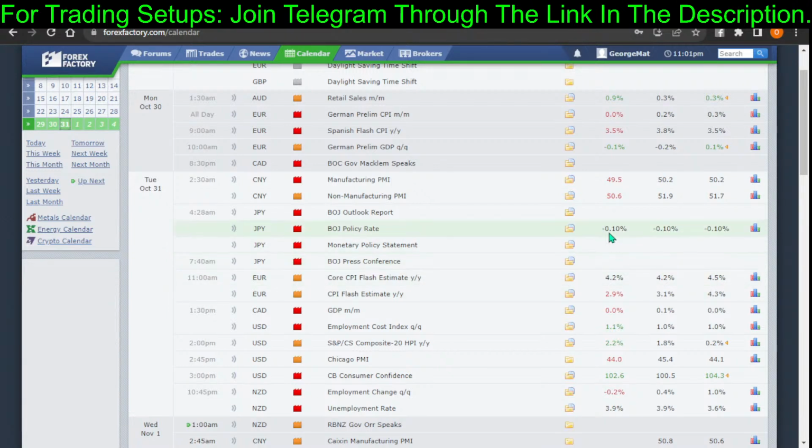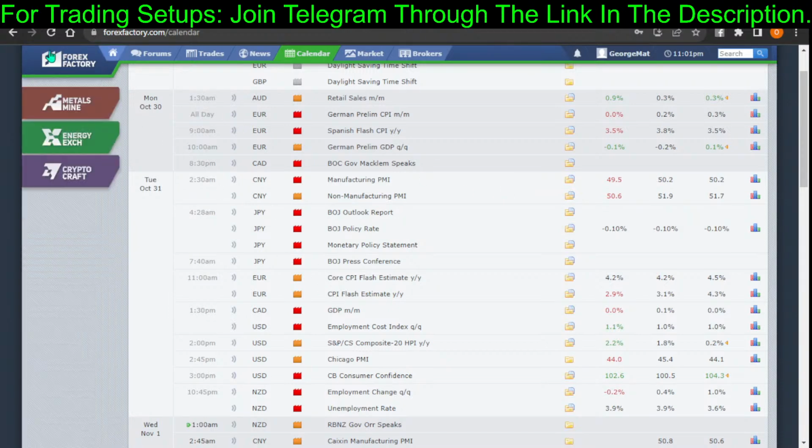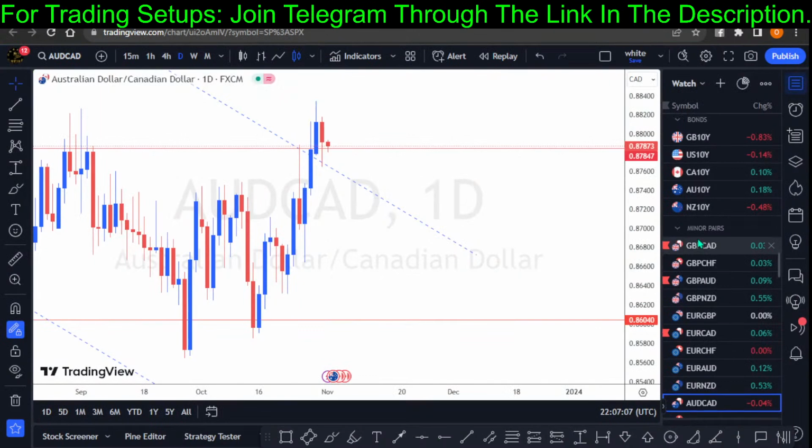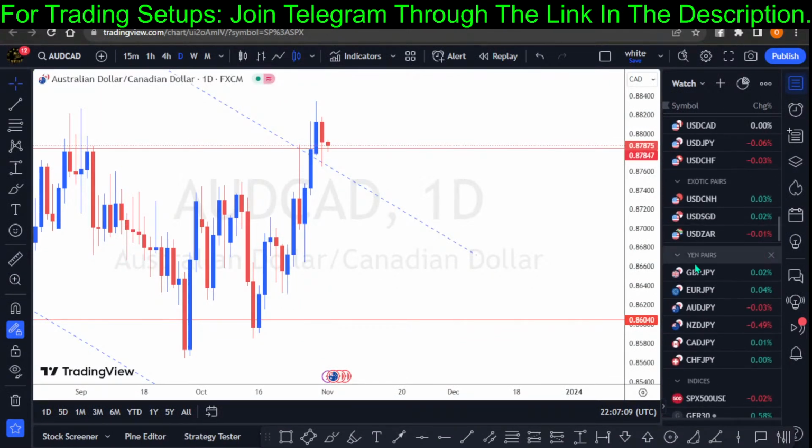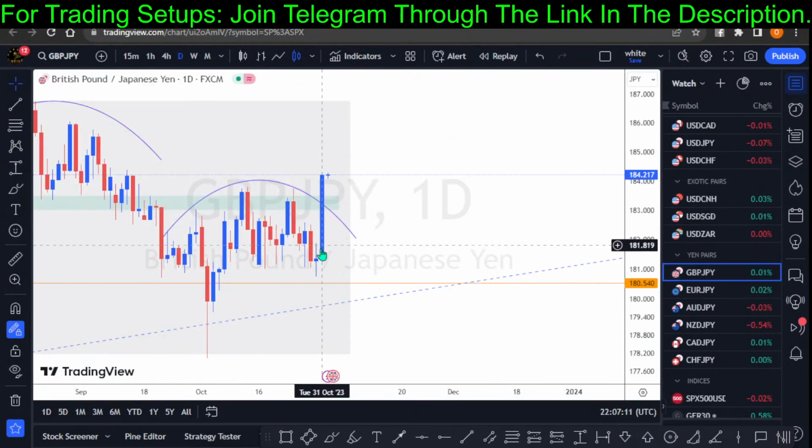But since there is no change in the interest rate on the yen currency pairs, it is the same, minus 0.1. The previous was minus 0.1. The forecast was minus 0.1, and the actual was minus 0.1. So it was negative, no change. So the market reacted to this, and then you can see all the currency pairs against the JPY were just going up. As you can see right now, GBP spiked up.